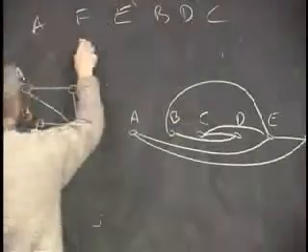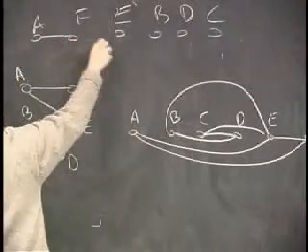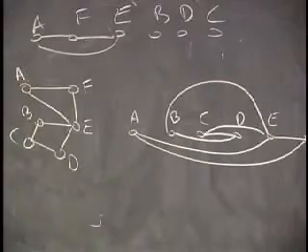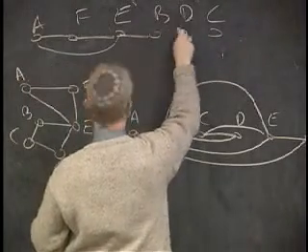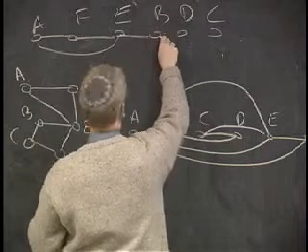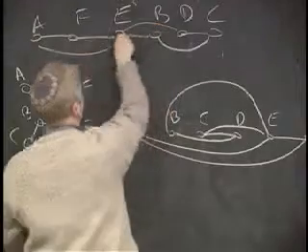Let's see what that turns out to be. A goes to F, F goes to E, E goes back to A. E goes to B, B goes to D. Sorry, E, B, C, D, back to E.